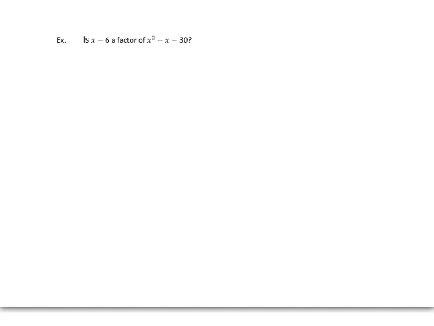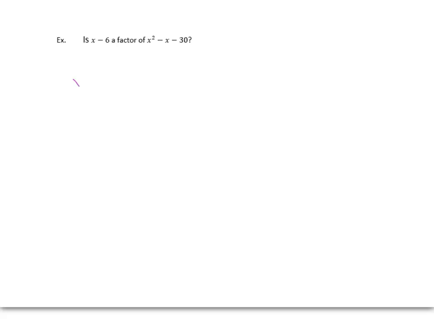So on this example, it says, is x minus 6 a factor of x squared minus x minus 30? Well, that's really easy actually to tell whether it is or not, because you can simply factor x squared minus x minus 30 into two parentheses and see if x minus 6 really is a factor. But a way that we could prove that it was a factor is by dividing them and seeing if it divides evenly, because that's what it means to be a factor. So here's how we do long division.